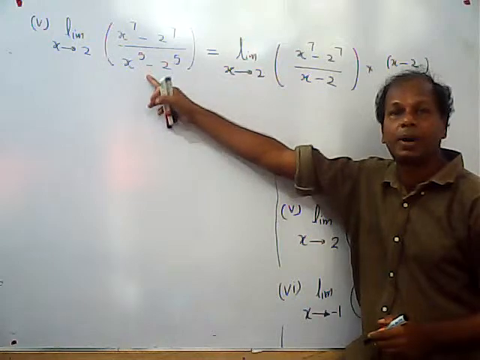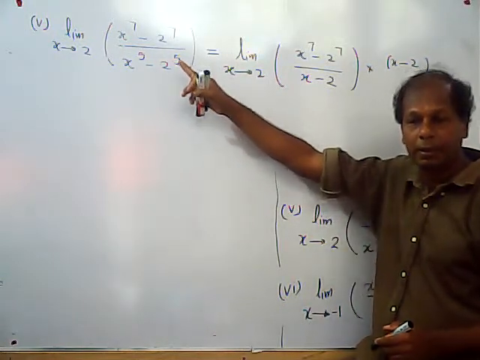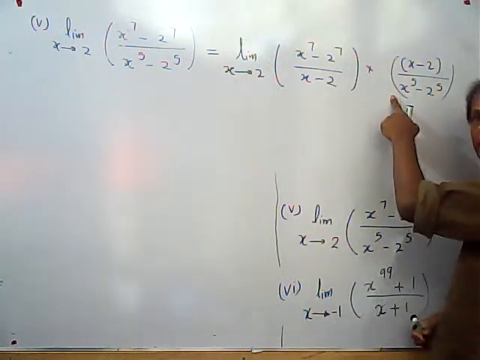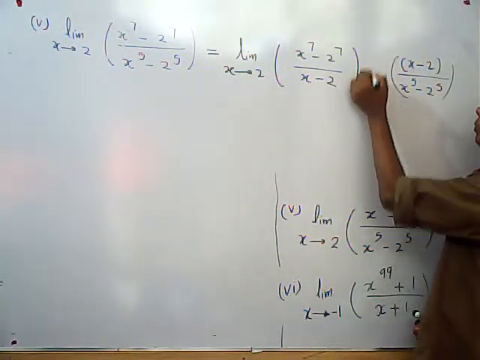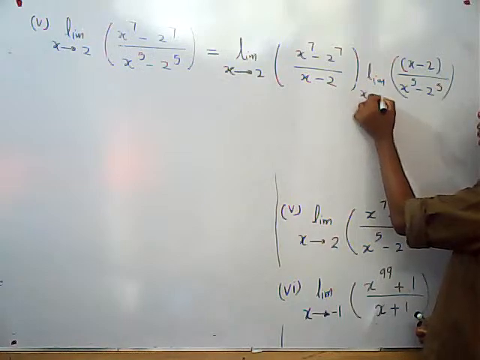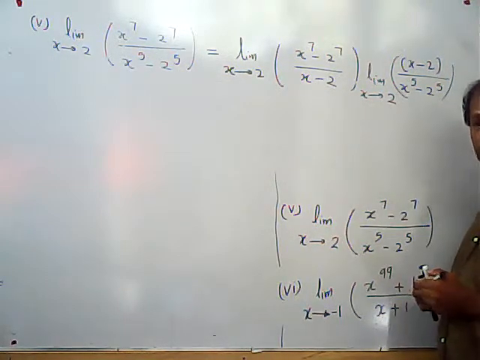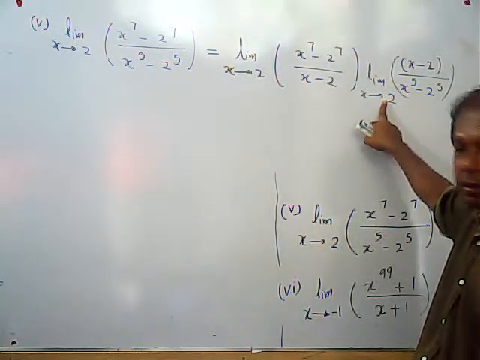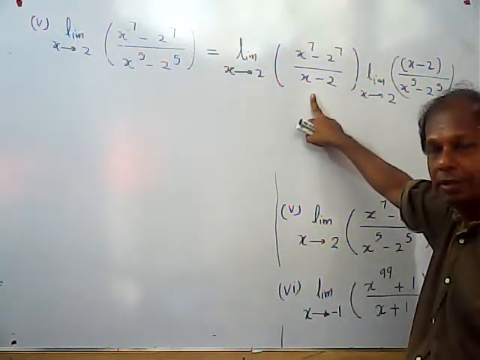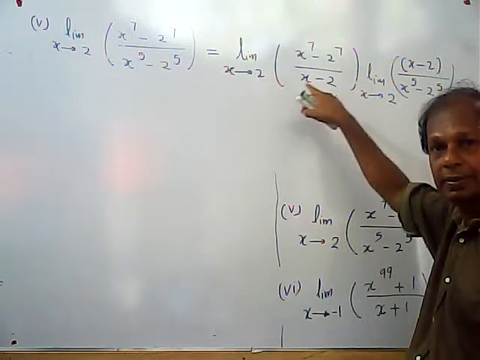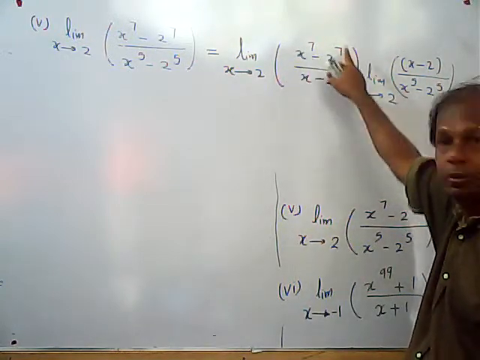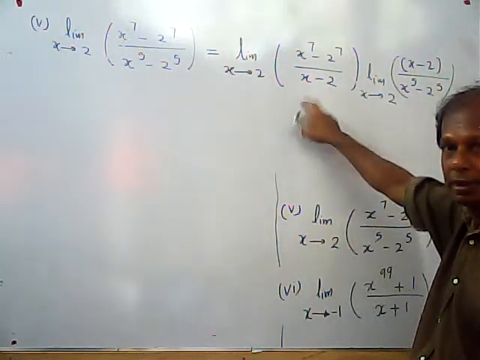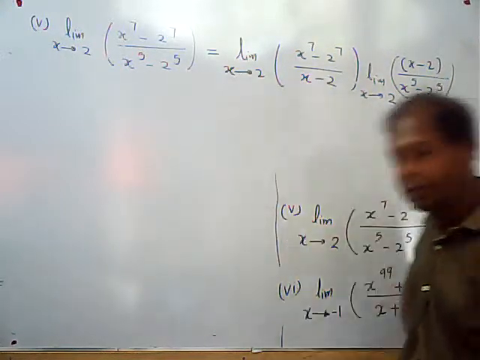And there is this part, x to the power 5 minus 2 to the power 5. So we can take the limit of this part separately. Limit as x goes to 2, we can take that separately, right? Now look at this. There's no problem here. It is nicely set. Everything is set to use the theorem, x to the n minus a to the n over x minus a. So we can find the answer for this directly, apply the rule, apply the theorem.